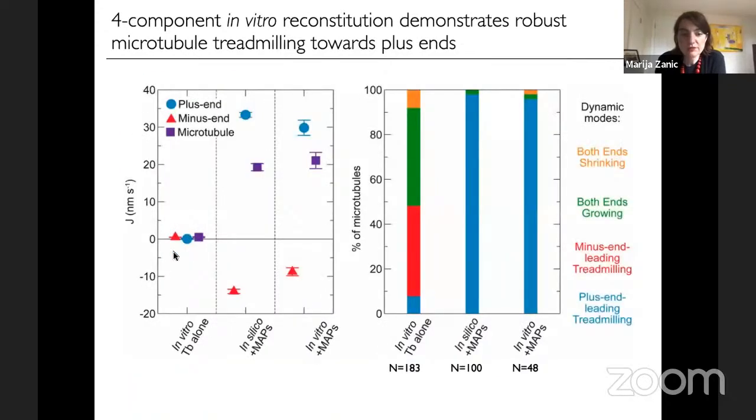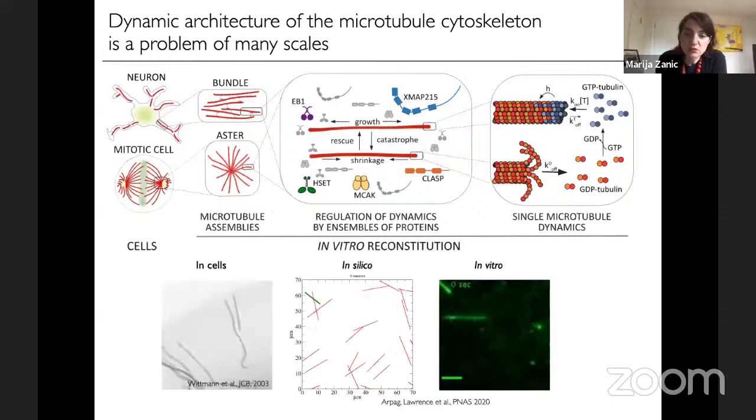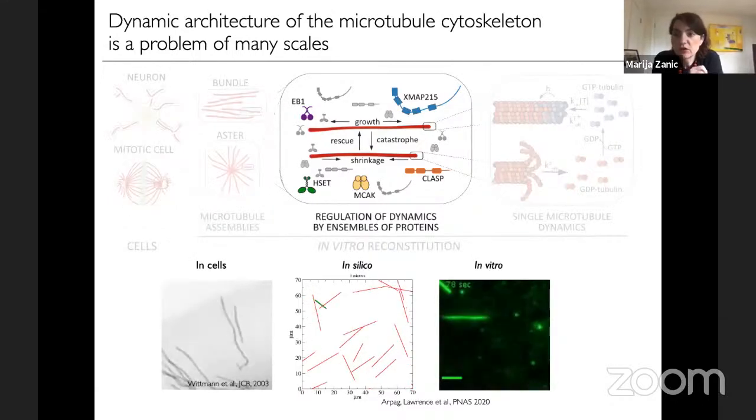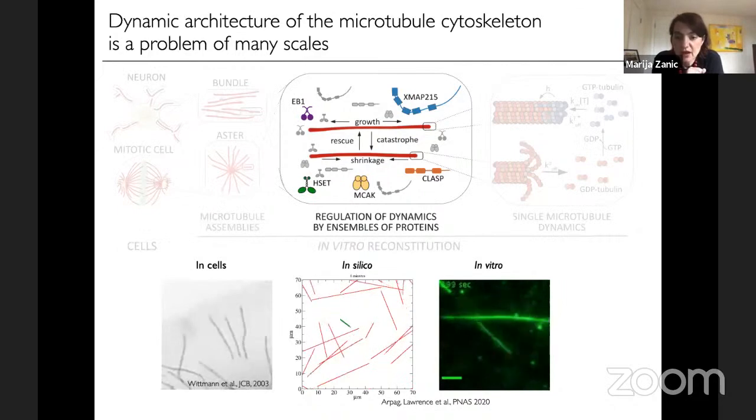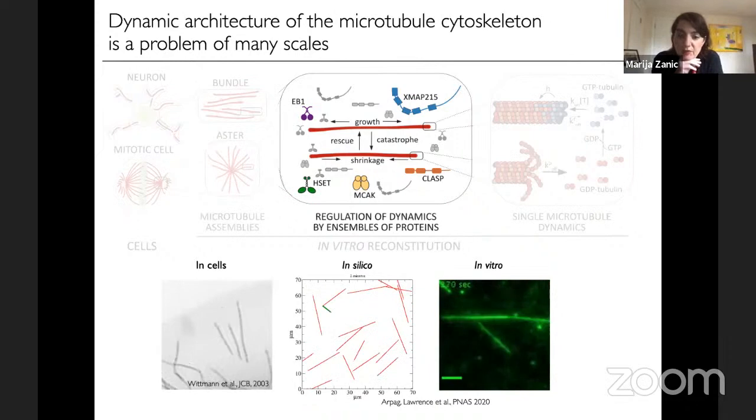And so not only have we gone from tubulin alone, where we had very low fluxes, to large fluxes in both in silico and in vitro, we also see that the vast majority of our microtubules, both in silico and in vitro, are exhibiting this plus end leading treadmilling. And so to conclude this talk, what I've shown you in the last few minutes, hopefully, is that with just four microtubule associated proteins, we can really dramatically control and change the behavior of individual microtubules, to go from this stochastic switching at both ends to this synchronized treadmilling.